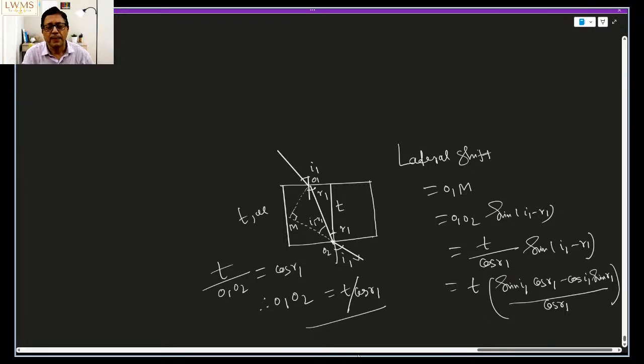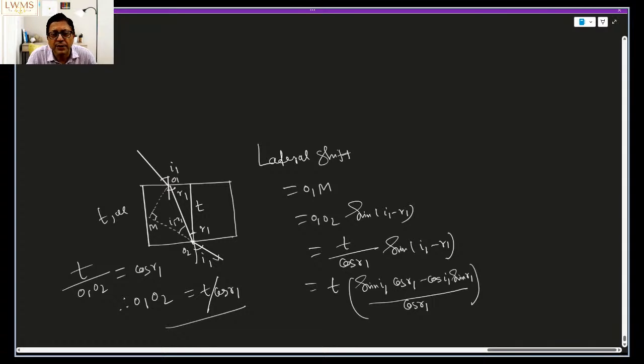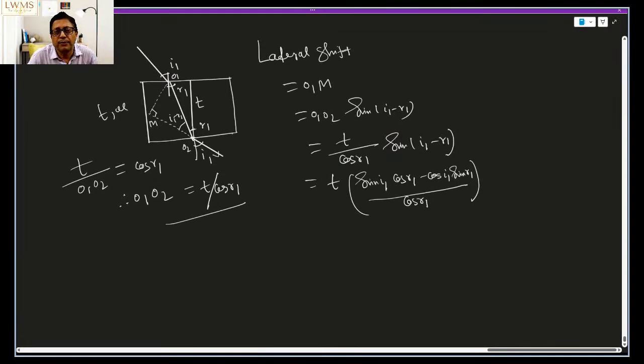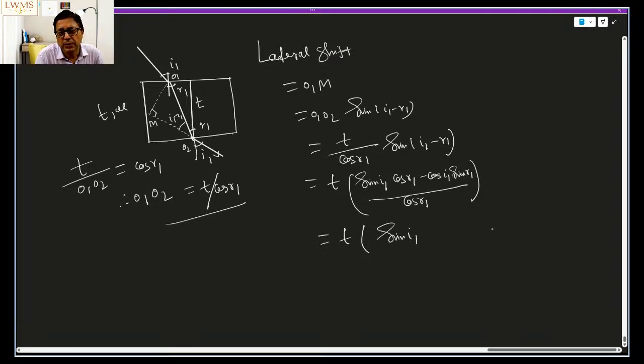Isn't it? We can simplify it to get a better form. Lateral shift T into sin I1 minus sin R1 by cos R1. Clear? Go step by step. A little bit of disturbance was there. Now you try to understand.